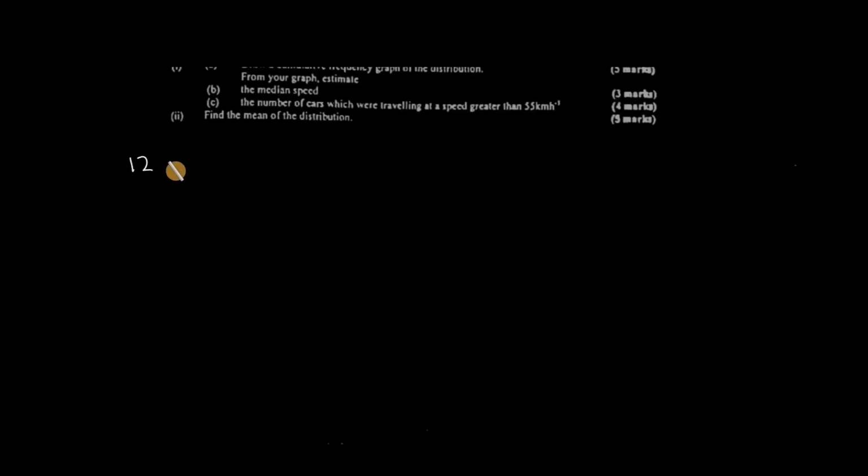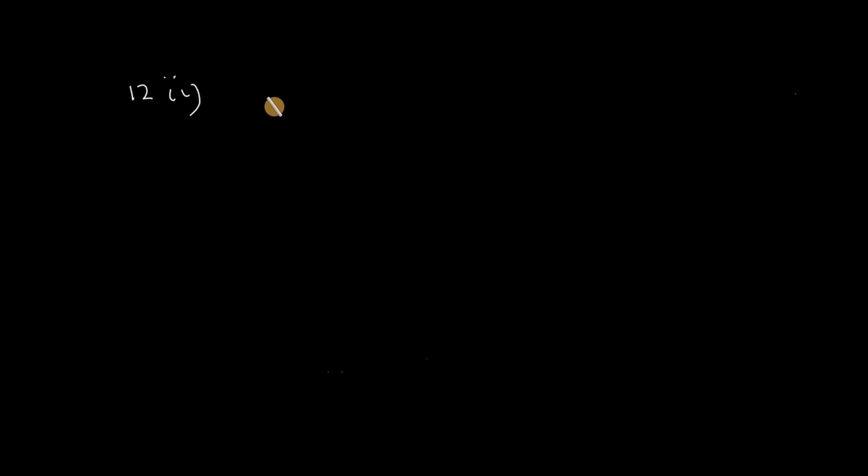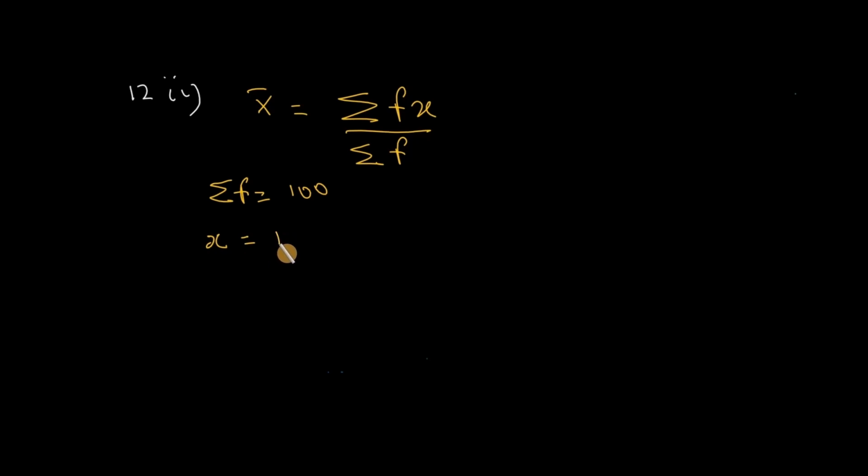Number 12, Roman 2. Find the mean of the distribution. The formula to calculate the mean is given as summation of fx all over summation f. We already know that summation f is the total frequency, which was 100 from the table that we got. X here is the midpoint of the class interval.